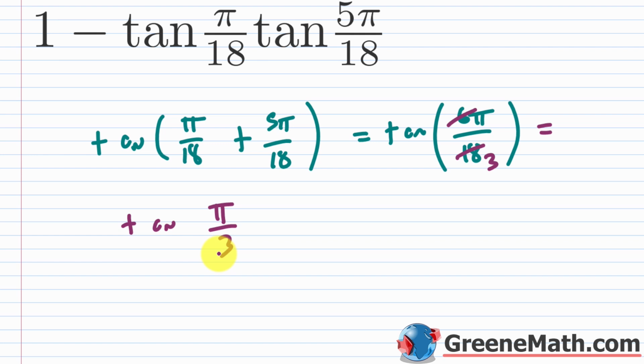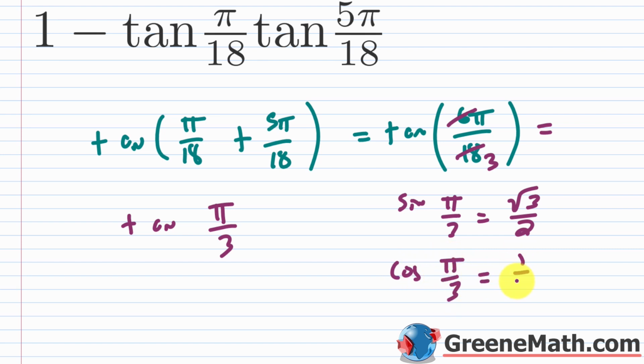Now let's think about that for a moment. Pi over 3 is 60 degrees. So what is the tangent of 60 degrees? The sine of pi over 3, or 60 degrees, is square root of 3 over 2. And the cosine of pi over 3, or again 60 degrees, is 1/2.